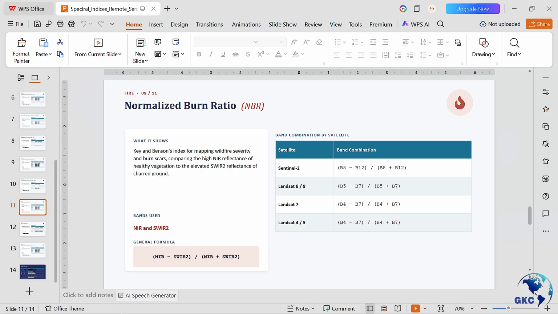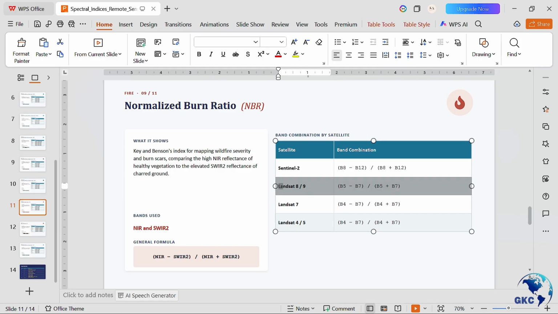So just as the explanation, the bands we'll be using are the NIR and the shortwave infrared 2 bands, which makes our formula NIR minus SWIR2 all divided by NIR plus SWIR2. The band combination is visible on our screen. For today's video, we'll be working with Landsat 8, which gives us our formula to be B5 minus B7, which is band 5 and band 7.